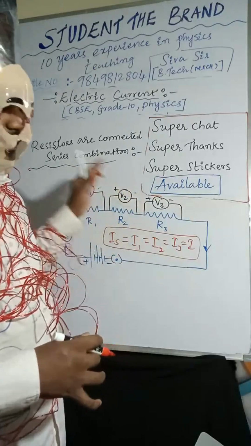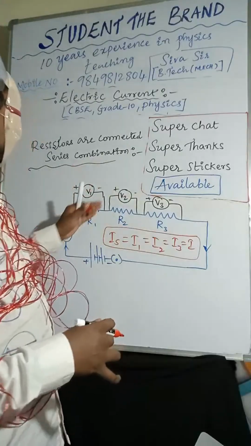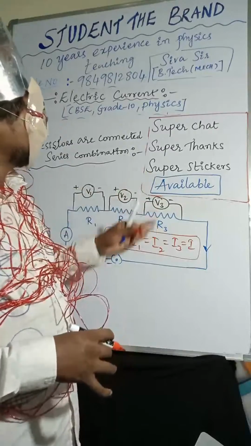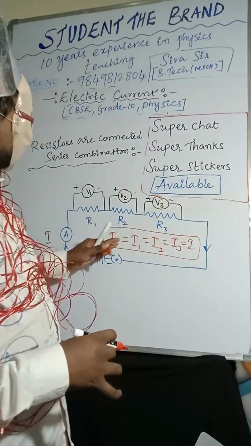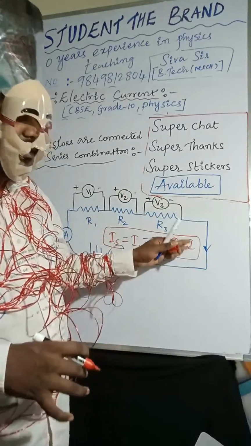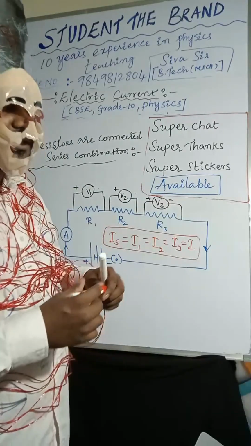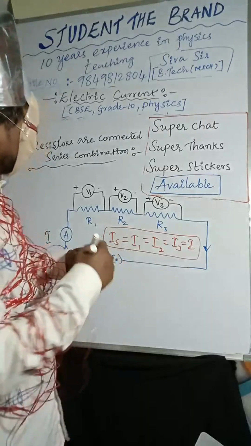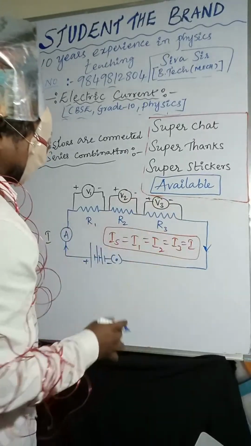Okay, current is the same. That's why I'm taking R1, R2, R3. So across R1, V1; across R2, V2; across R3, V3. So that's why Is equal to I1 equal to I2 equal to I3 equal to I. Now I'm considering here.